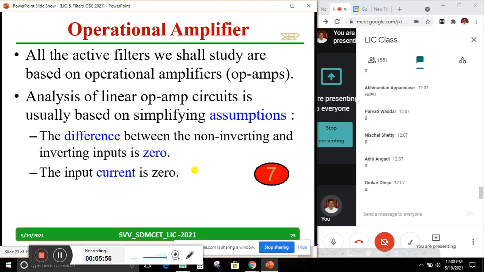The two assumptions: the voltage difference between the inverting and non-inverting terminals, VID, is 0, and the current entering into the op-amp is 0. We have discussed this already, but in this chapter it is mentioned as a prerequisite. That's why we are discussing it, so that you should not ask, sir, you didn't consider the current flowing into the op-amp during the derivation. That point should not come.